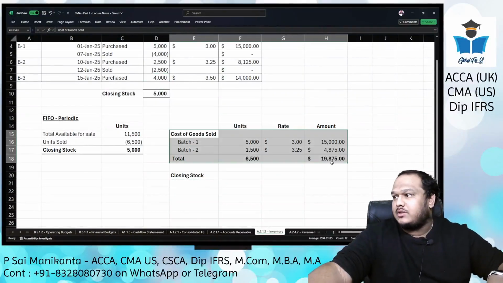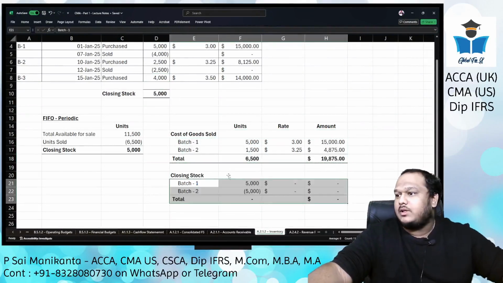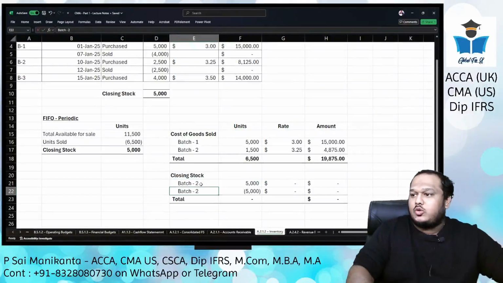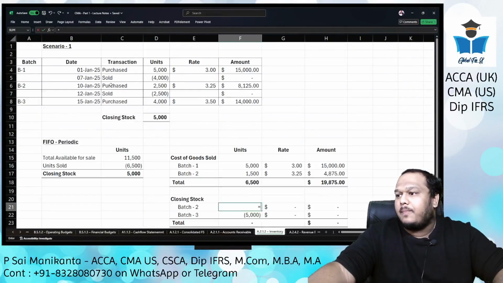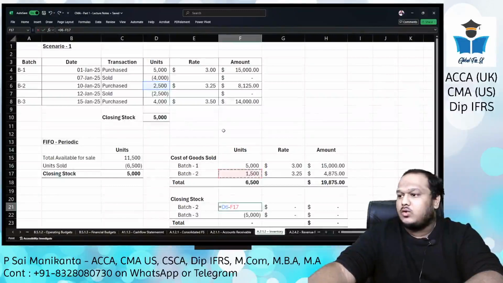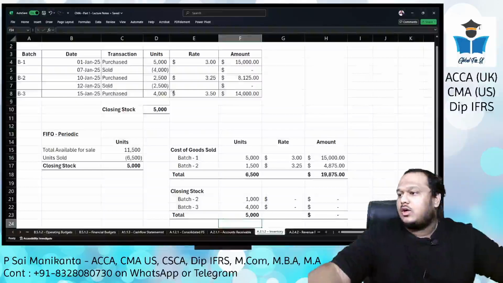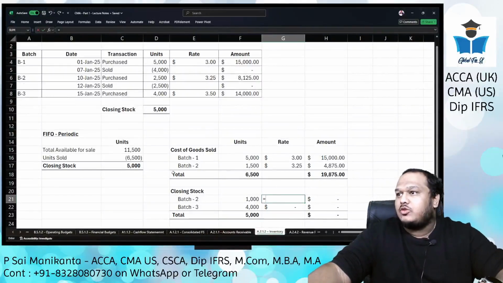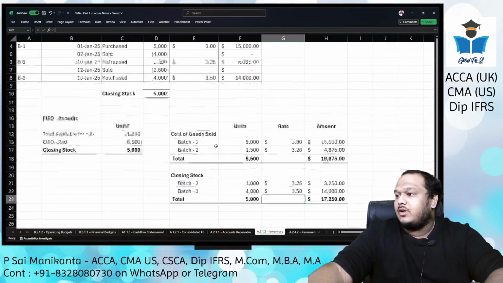So we will take that. Actually, I'll just copy this, paste it here, then change this to batch 2 and change this to batch 3. So for batch 2 we have 2,500 minus 1,500 already sold. So 1,000 units will be there in batch 2. 4,000 units are there in batch 3. So in total we have 5,000 units in the closing stock. And the rates, for batch 2 we know 3.25 and batch 3 is 3.5.